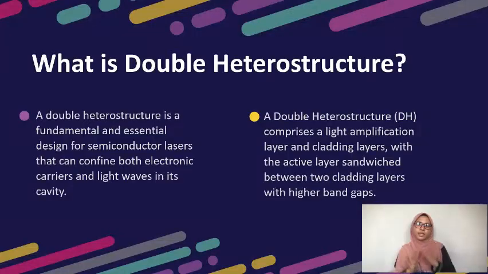First of all, what is double heterostructure? Double heterostructure is a fundamental and essential design for semiconductor lasers that can confine both electronic carriers and light within its cavity. Other than that, it comprises a light amplification layer and cladding layers, with the active layer sandwiched between two cladding layers with higher band gaps.